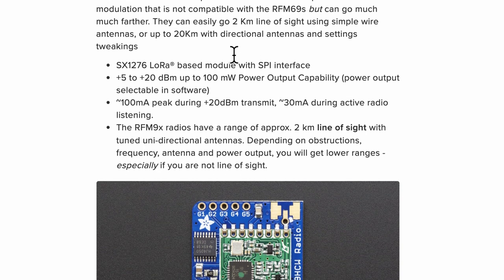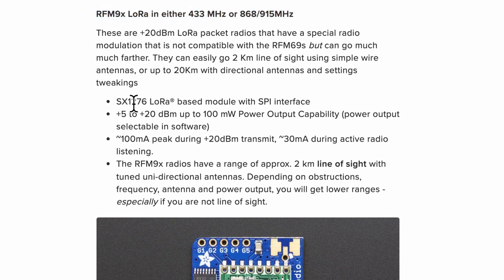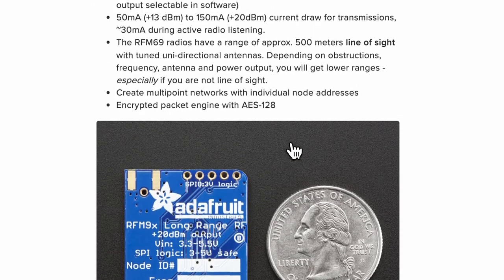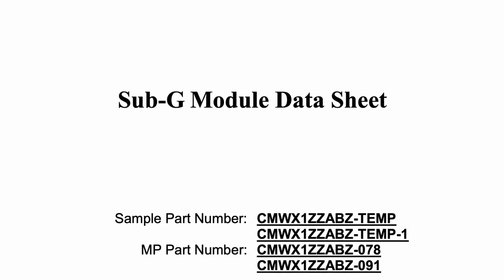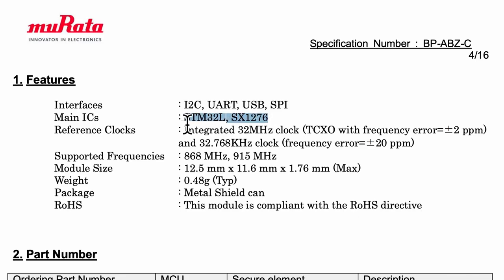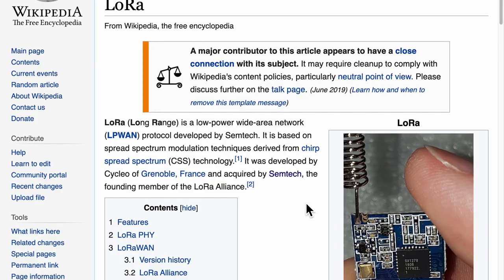But upon closer look, we will realize that HopeRF's modules are based on, for example, Semtech's SX1276 or SX1231. And even Murata's module has an integrated microcontroller, which is STM32, and Semtech's SX1276. Now, because I looked at external projects, I learned something more about the LoRa industry and the manufacturers. The LoRa technology was developed in France and acquired by Semtech, the founding member of LoRa Alliance. So in summary, a comparison matrix gives us a very good summary of the various ways of implementing the same idea.